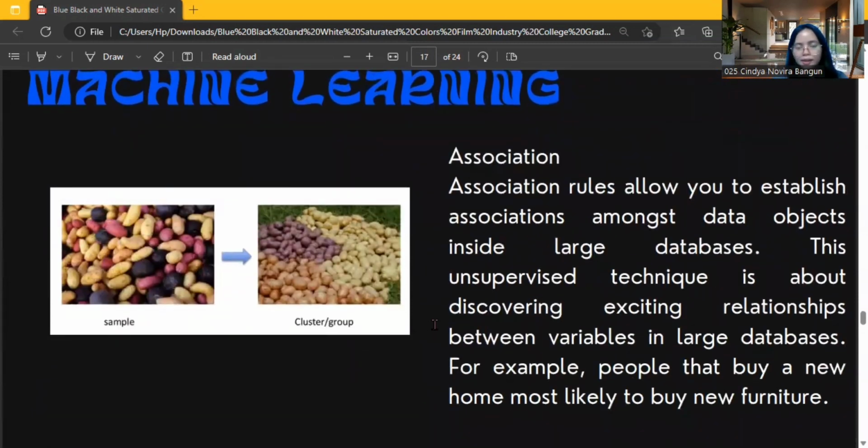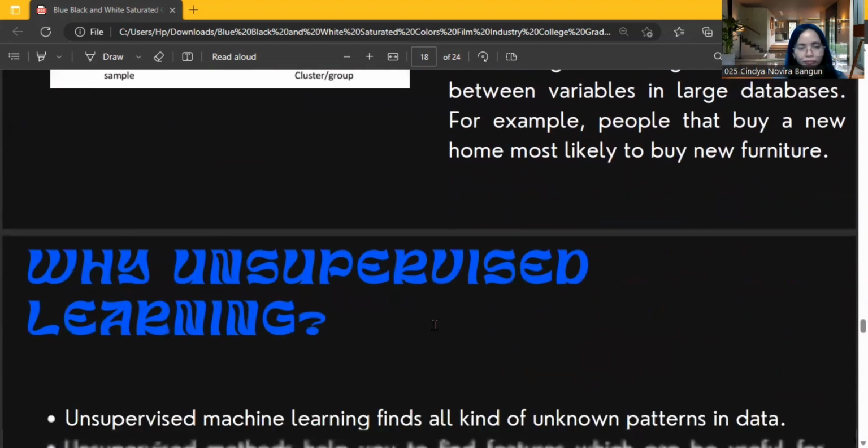2. Association. Association rules allow you to establish associations amongst data objects inside large databases. This unsupervised technique is about discovering interesting relationships between variables in large databases. For example, people that buy a new home are most likely to buy furniture.